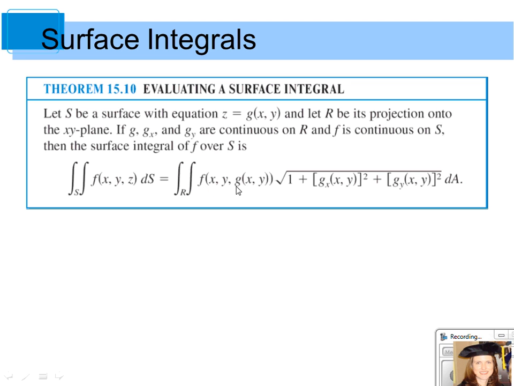Of the function of x, y, and z, you're going to replace the z in the integral with what z equals on the surface, and you're going to multiply that by the square root of 1 plus the partial derivative of g with respect to x squared plus the partial derivative of g with respect to y squared, times your differential area dA.